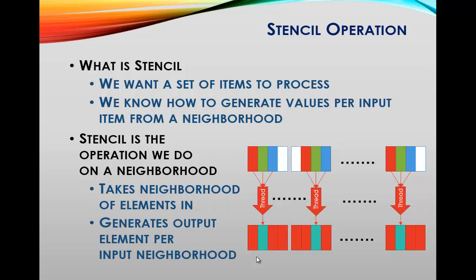And finally, there is the stencil operation. Stencil operation is basically when you have a set of items to process as input, and you know how to generate values per neighborhood of inputs. So it's a specialized kind of gather operation: if the neighborhood of the data that each thread is gathering fits in a pattern, we call that pattern a stencil operation.